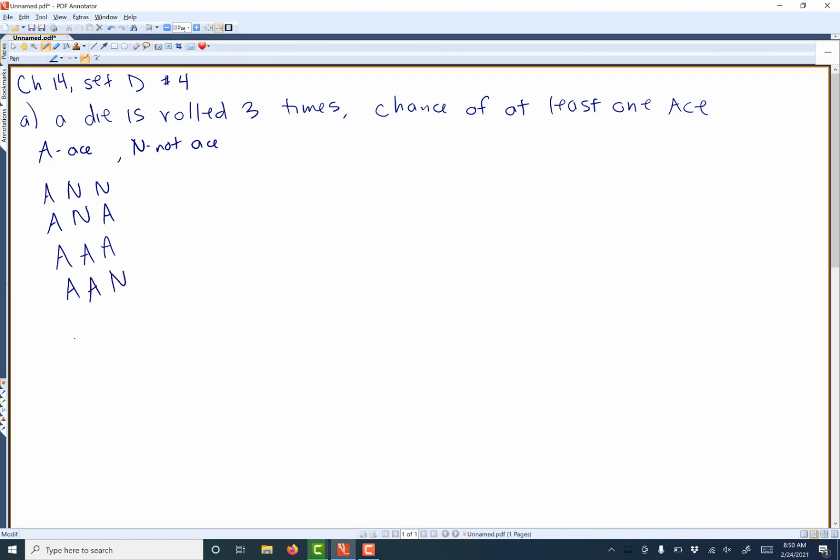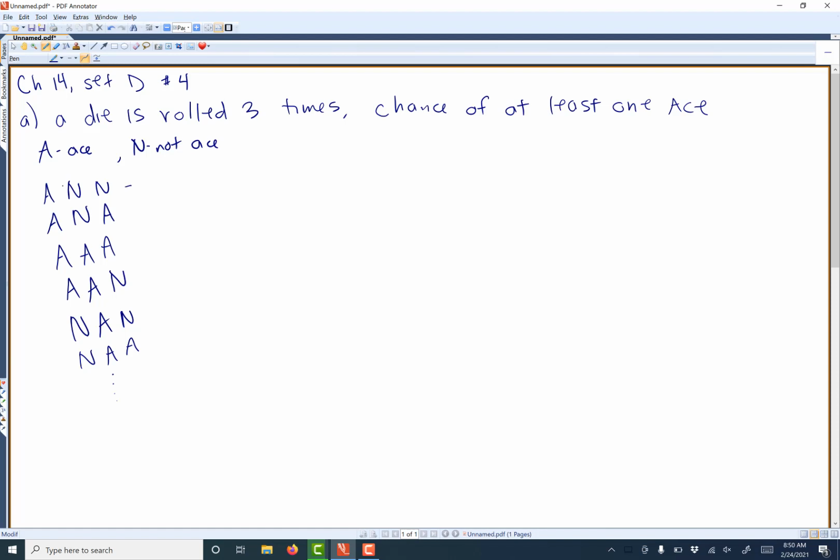Oh, but we could switch these around. I could do not ace, ace, not ace. I could do not ace, ace, ace. And you can tell there's quite a few different possibilities here. I'm going to have to list out a lot of different outcomes for all of these, and I'm going to have to find the probability of each one.